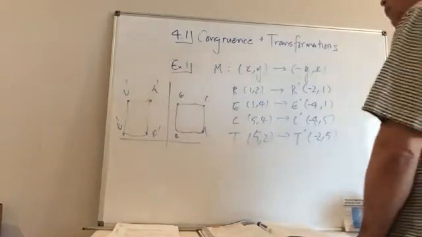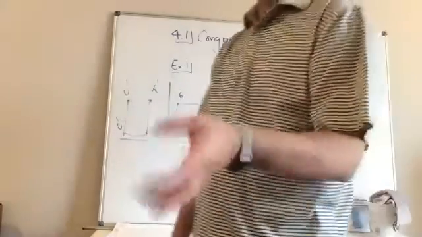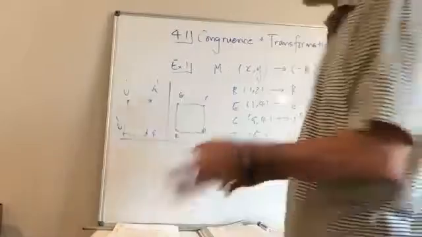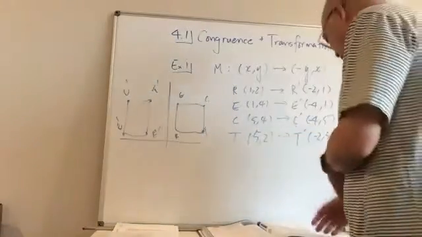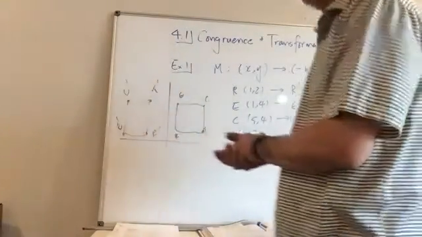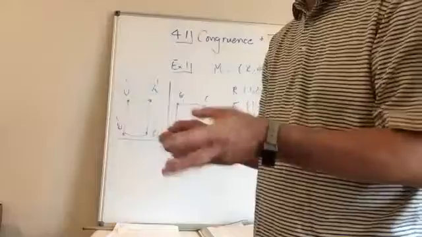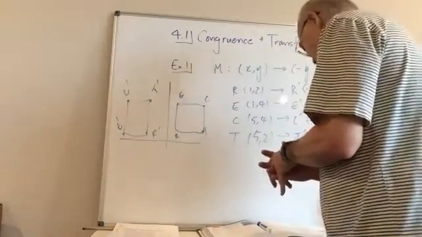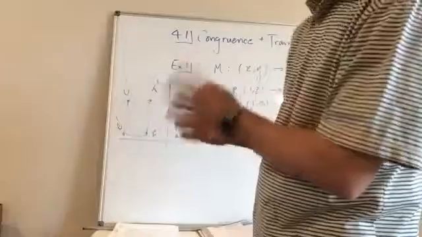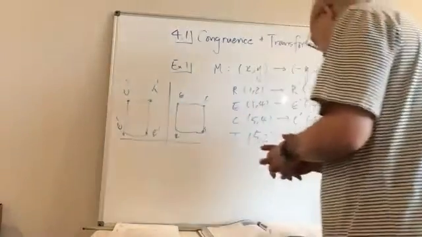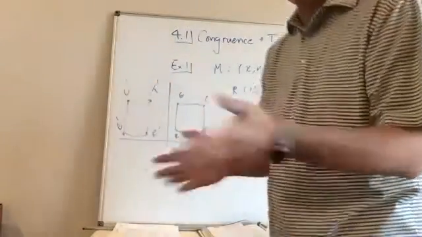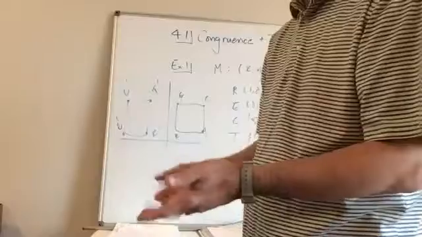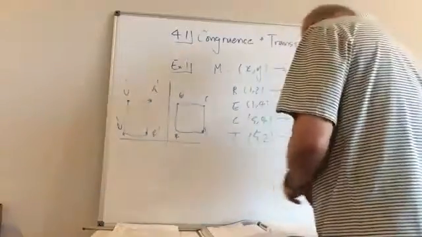Now the point is that I do not want you to memorize these things. Don't memorize those little boxes there. You need to understand what's happening. So the translation is easy. Reflection is something we talked about, so that's not too hard. I would not have you guys memorize the rotation stuff, so I wouldn't worry too much about that.